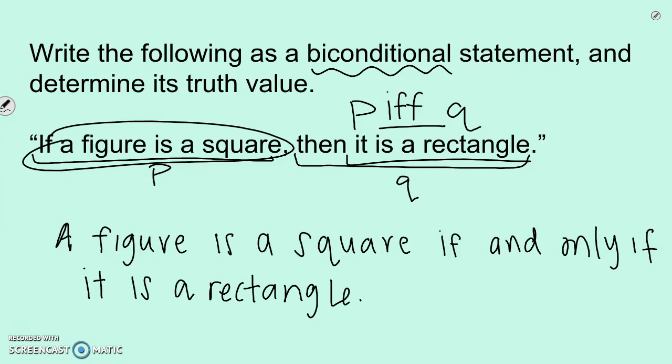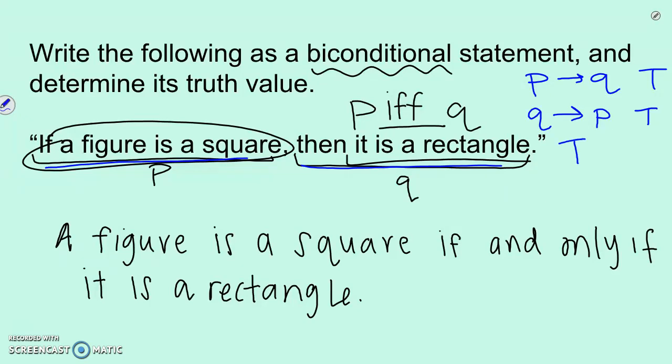So we can write a biconditional statement out of any conditional statement, but what we have to do now is determine the truth value of it. So remember, to determine the truth value, the conditional if P then Q has to be true, and the converse, if Q then P, must also be true. So let's first decide if this conditional, if a figure is a square, then it's a rectangle, is true. Yes, that is in fact true.